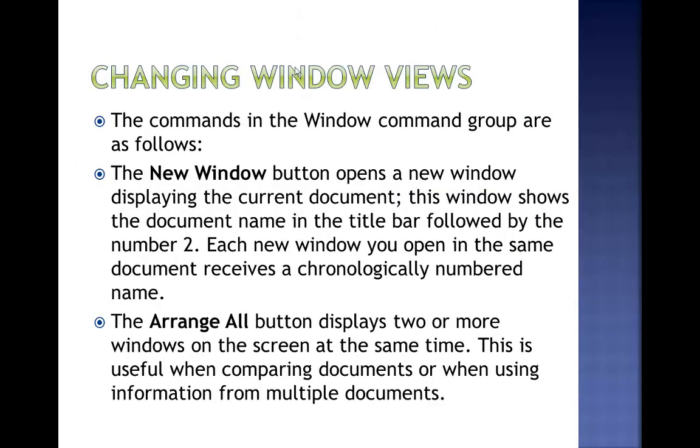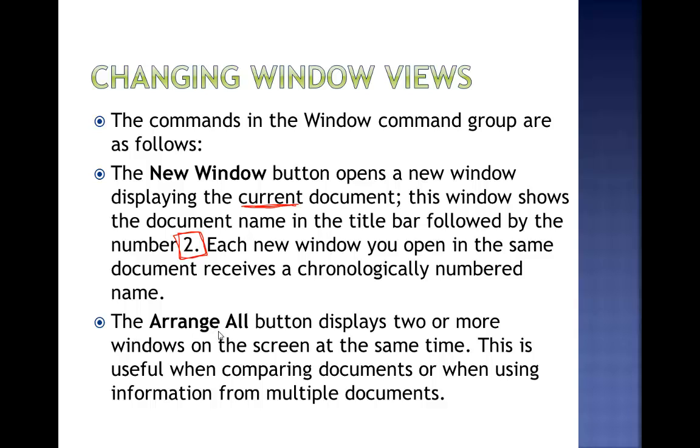All right, so like I was saying, the commands on the window command group are as follows. The new window button opens a new window displaying the current document. Very important, current document. This window shows the document name in the title bar followed by the number 2 because it's the copy, the second document. And then, of course, each new window you open opens up in chronological order.